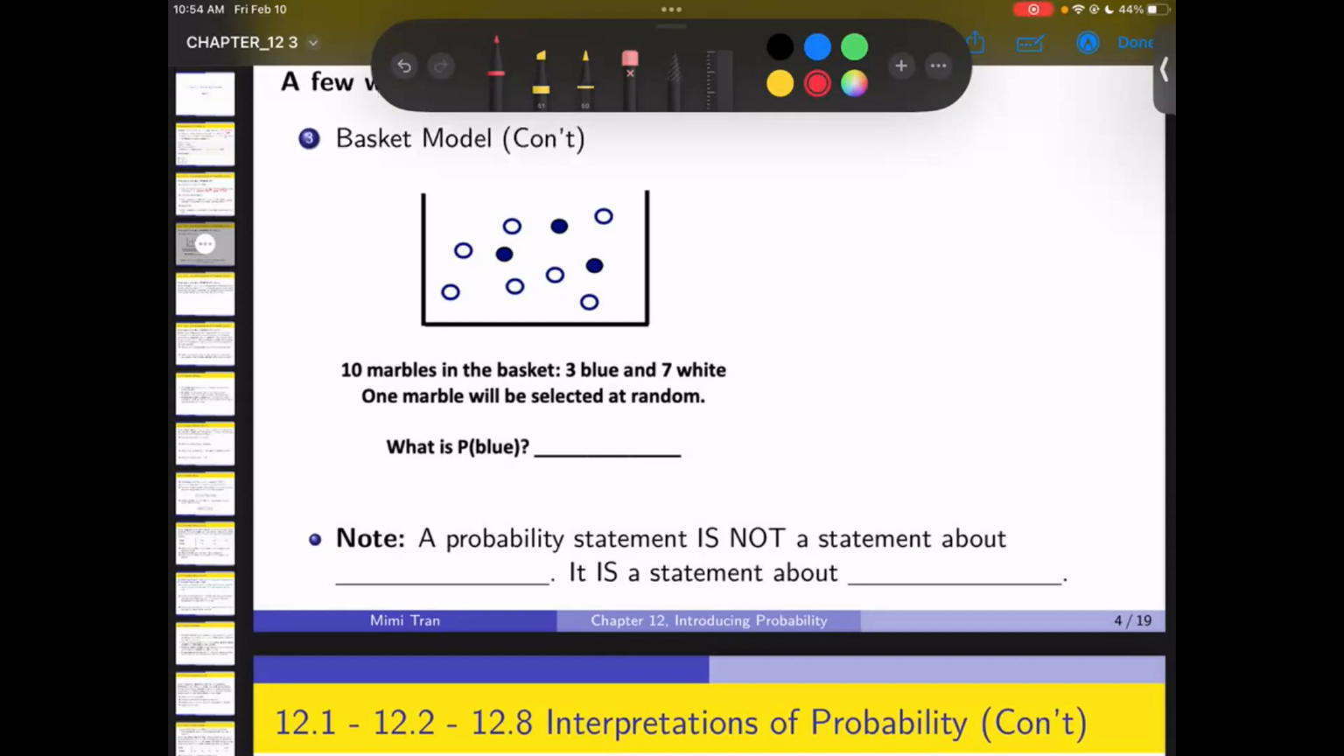3 out of 10, right? Doesn't mean if you randomly pick a marble 10 times, then 3 times you're going to get a blue. No, right? It doesn't mean that.